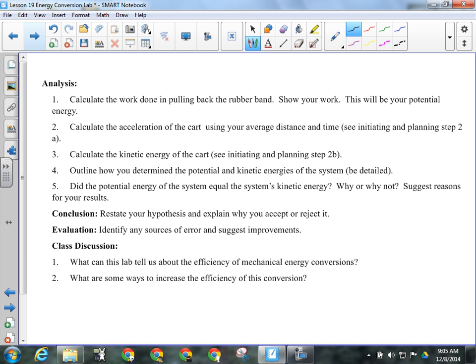For number 2, calculate the acceleration of the cart using distance and time. And it says here, see initiating and planning step 2. It tells you that acceleration equals 2d over t squared. That's what you're using here.